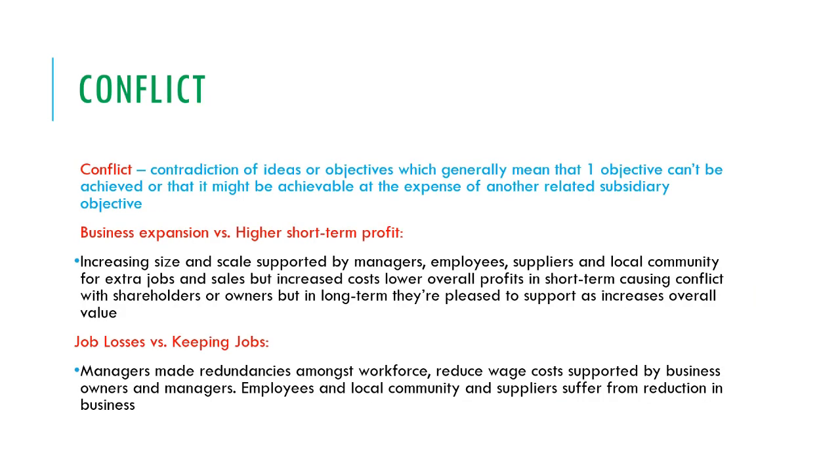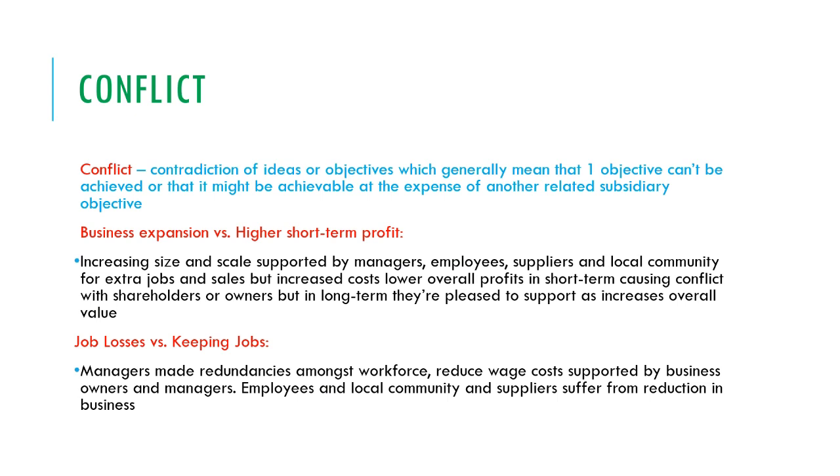So finally, we're going to talk about conflict. Conflict is a contradiction of ideas or objectives, which generally means that one objective can't be achieved, or that it might be achievable at the expense of another related subsidiary objective. This may include business expansion versus higher short-term profit, as an increase in size and scale is supported by managers, employees, suppliers, and the local community for extra jobs and sales, but increased costs will lower overall profits in the short term, causing conflict with shareholders or owners. But in the long term, they're pleased to support, as it will increase overall value.